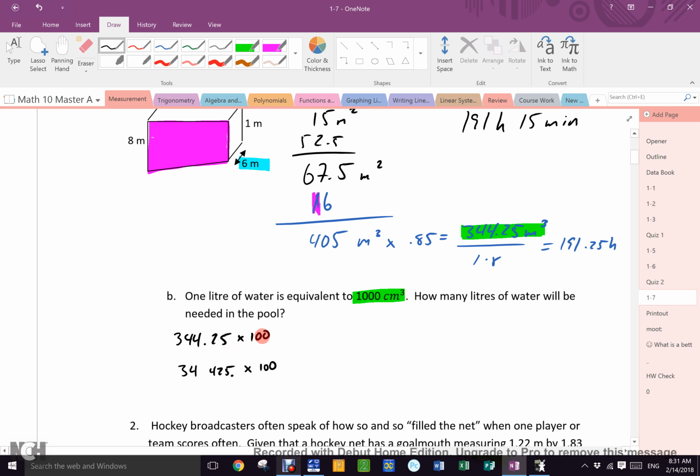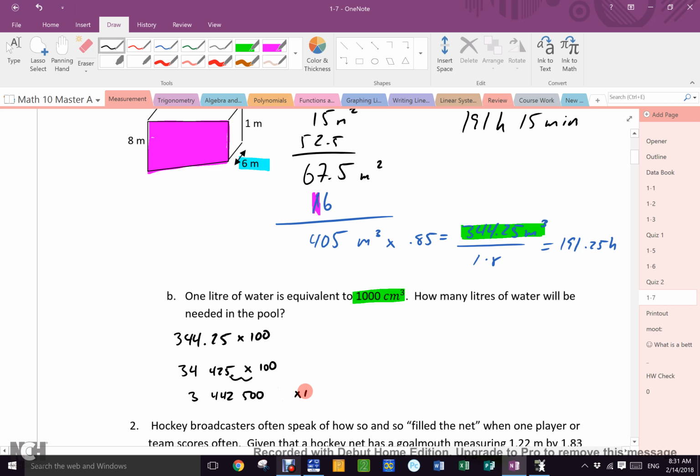Well, guys, when we multiplied by 100 here, we moved it twice. So how far do we move it here? Twice. What goes in the empty spaces? Zeros. So now I've got 3,442,500. That covers a second dimension.